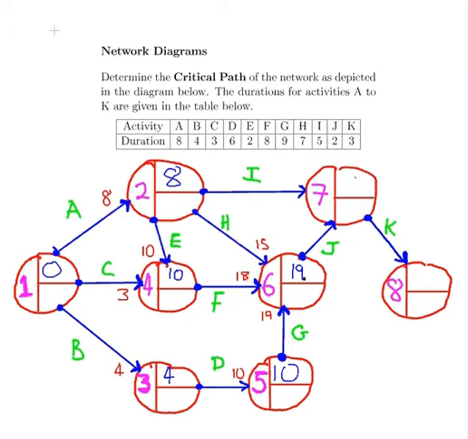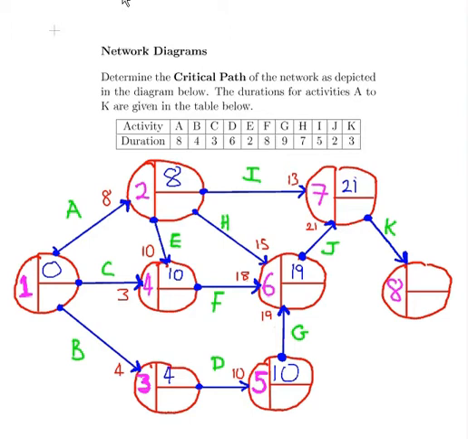Okay. Now, something similar for node 7. So J takes 2 time units, so that'll be 21. And I takes 5 time units, so we would have activity I finished at time 13. So again, what is the greater of the 2 numbers there? That's 21.